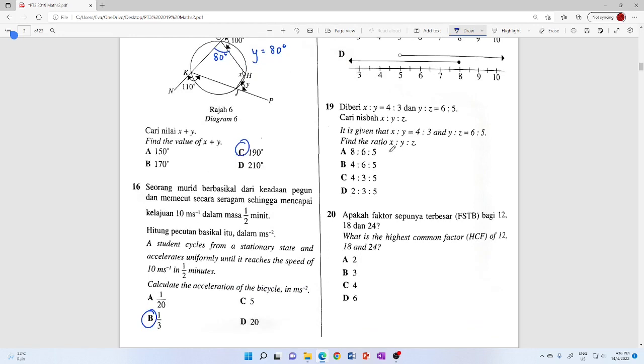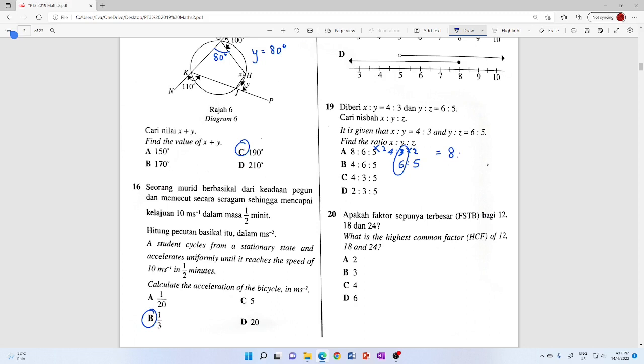Question 19. It's given that the ratio, so we have this ratio. So x to y is 4 to 3, and y to z is 6 to 5. You can see that 3 and 6 is different, so we need to make it the same so that x can be connected with z. So 4 to 3, 3 times 2 can become 6. So 4 also need to times 2. 4 times 2 is 8.